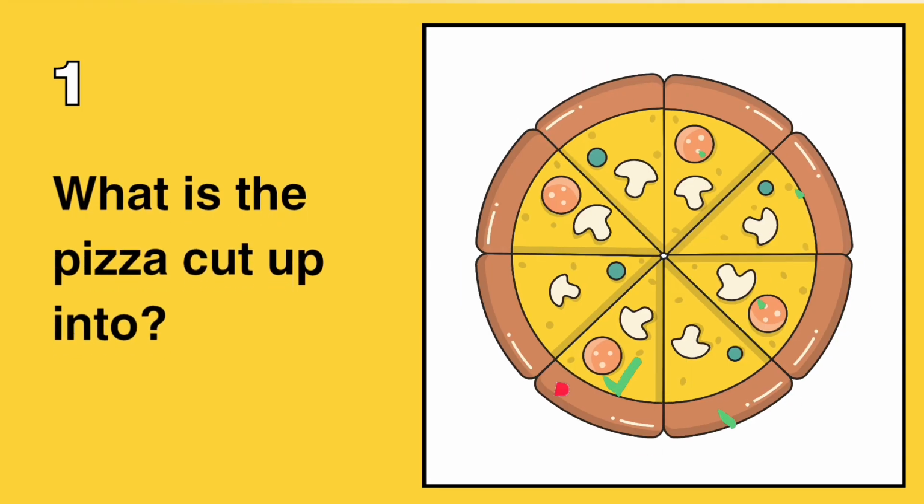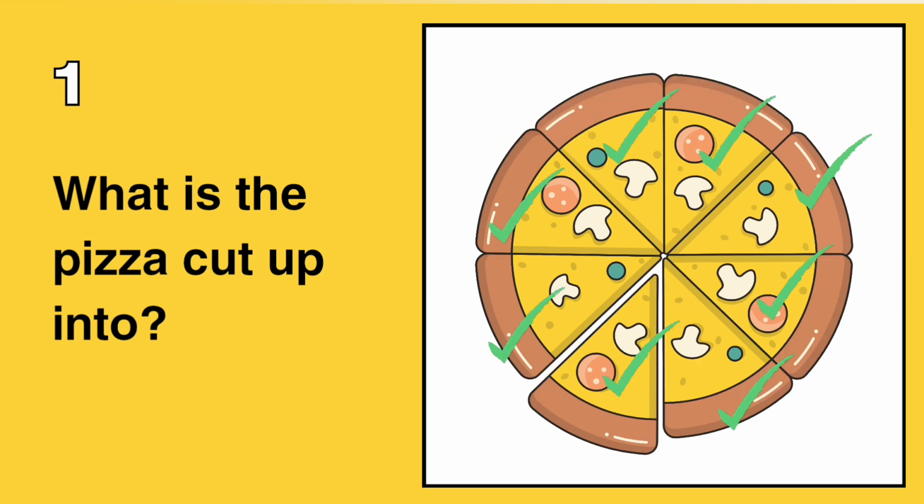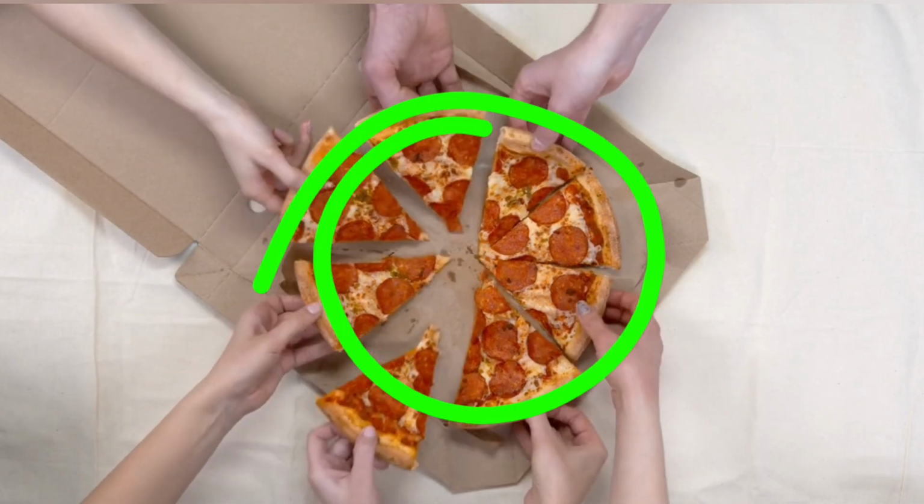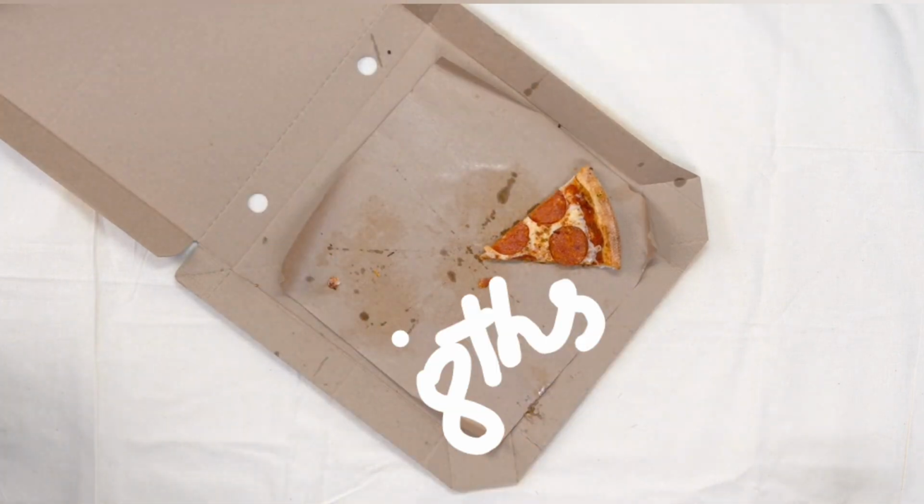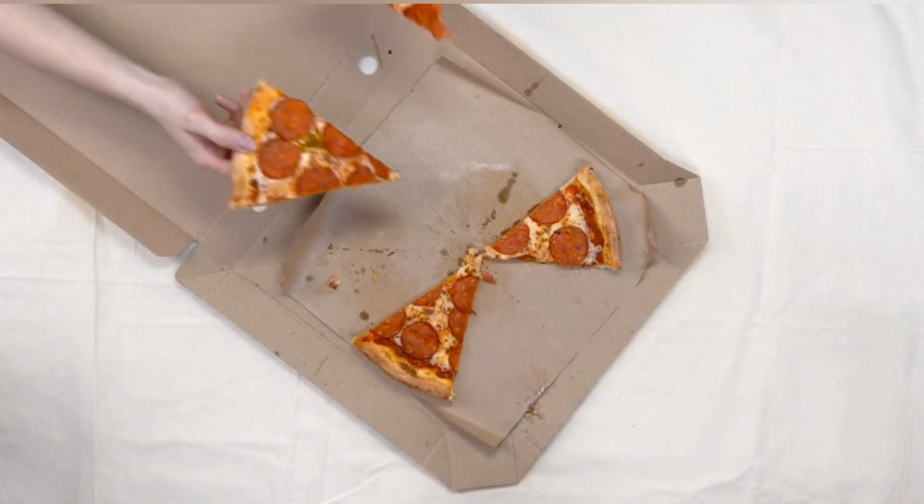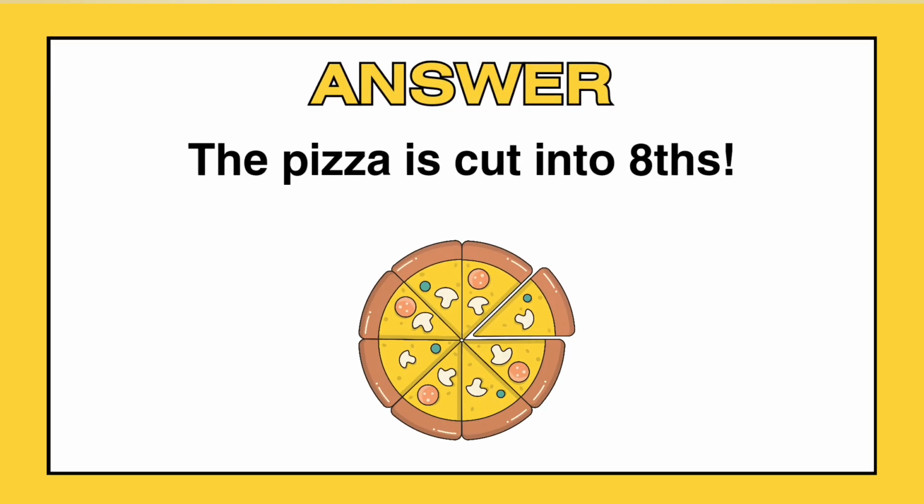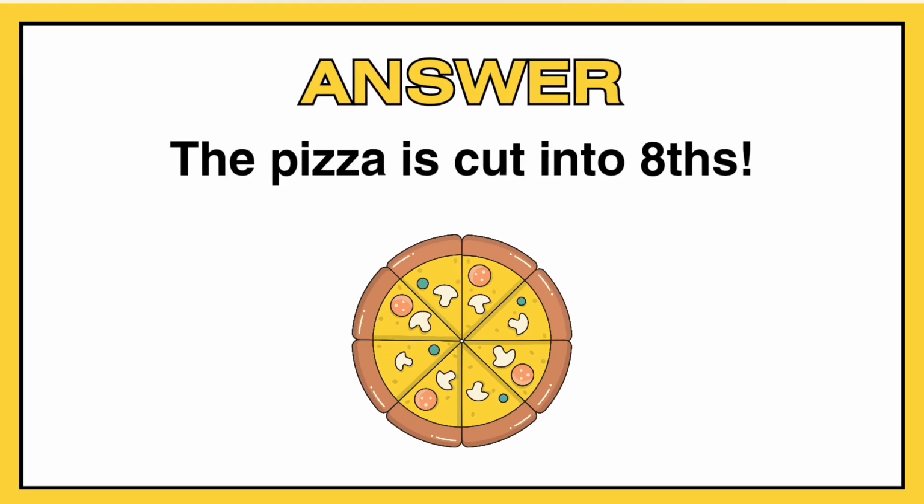Here's a pizza in the first image. It's cut into 8 equal parts. These parts together are called eighths. Here, the whole pizza is divided into 8 equal parts, and the total number of parts is called eighths. The pizza is cut into eighths.